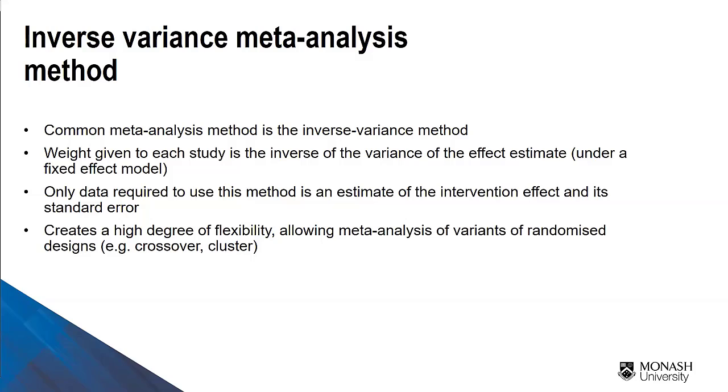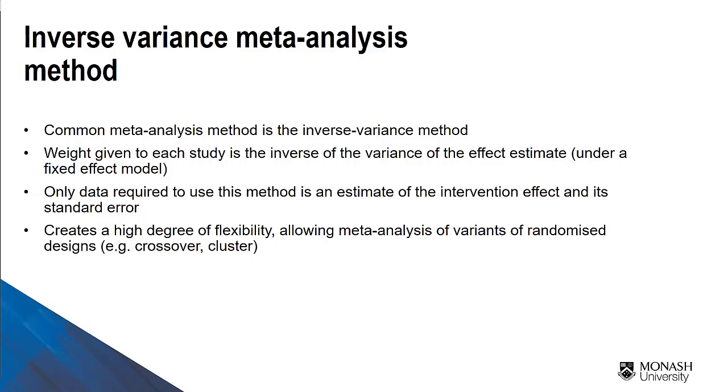So to begin, I just want to recap the inverse variance meta-analysis method. It's a very common meta-analysis method, and it's implemented in RevMan. It's called the generic inverse variance method in RevMan. And under a fixed effect model, what this method does is it weights each study by the inverse variance of the effect estimate. So what this means is that studies where we can more precisely estimate the intervention effect will receive more weight in the meta-analysis than studies where we can less precisely estimate the intervention effect.